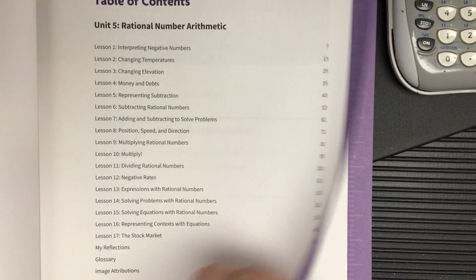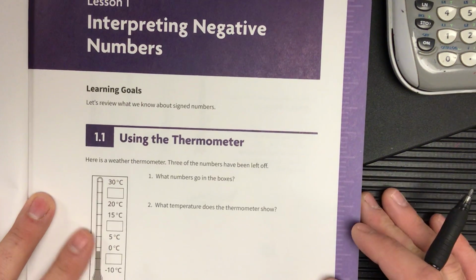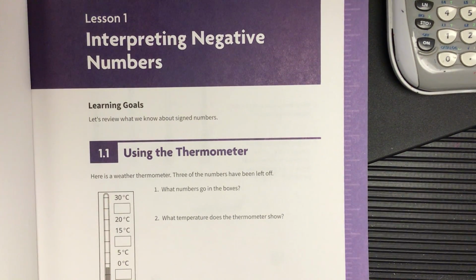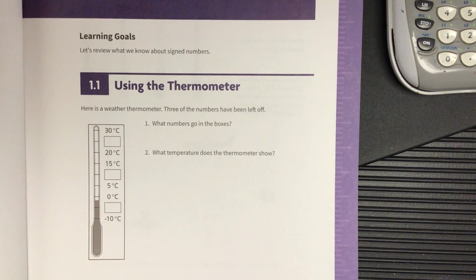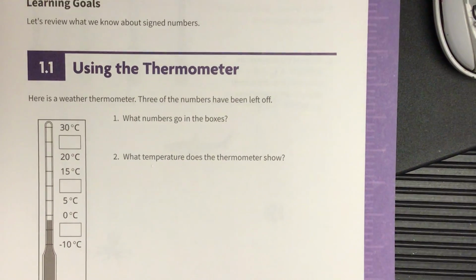So the first lesson, go ahead and take a peek. Interpreting negative numbers. So starting off pretty basic. Question number 1 here, it says, here's a weather thermometer. 3 of the numbers have been left out. What numbers go in the boxes? What temperature does the thermometer show? I'd like you to see if you can answer both of those. So go ahead and fill in the boxes for part 1. What are the missing temperatures? And then 2, what temperature does it actually show? And again, making sure we label and making sure we have negative signs are going to be important throughout this unit.